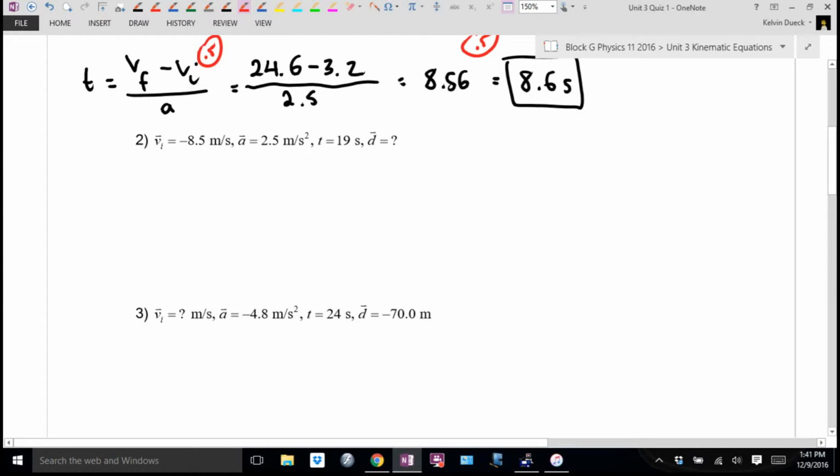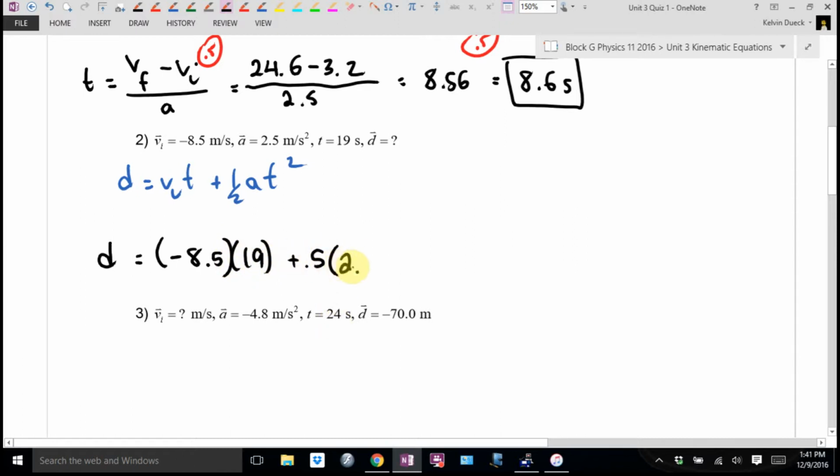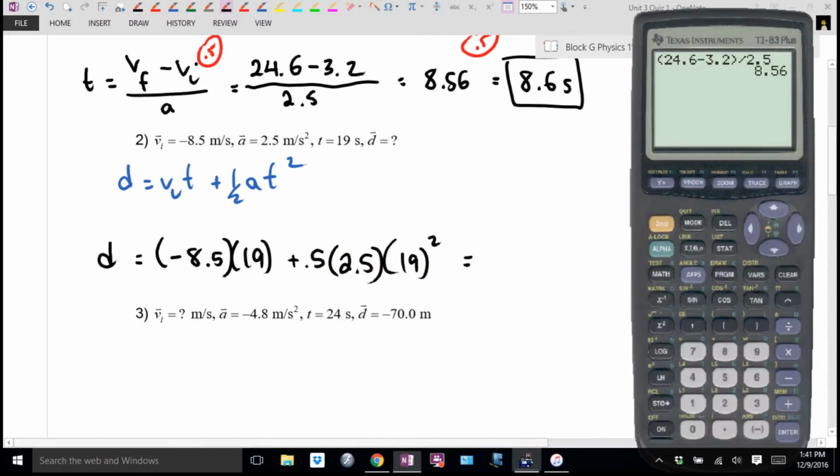Number 2, I think the equation here is going to be D equals VIT plus a half AT squared. I have to get the D by itself. Already is by itself. Well, that's kind of nice. So I'm going to go like this. D equals negative 8.5. I guess I started out going backwards at negative 8.5 or falling down at negative 8.5 for 19 seconds plus 0.5. I'm accelerating forwards, 19 squared. How far will I end up going?